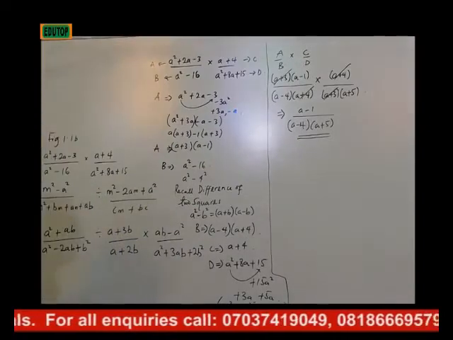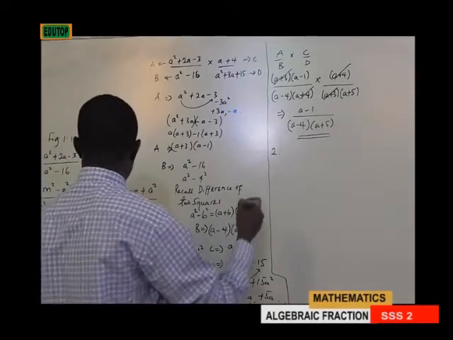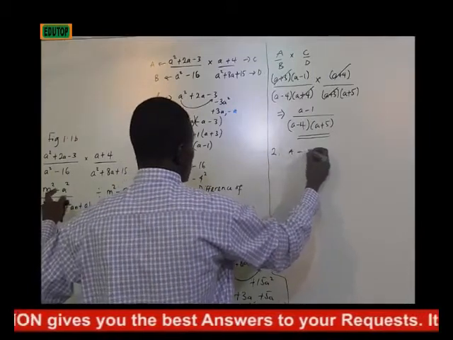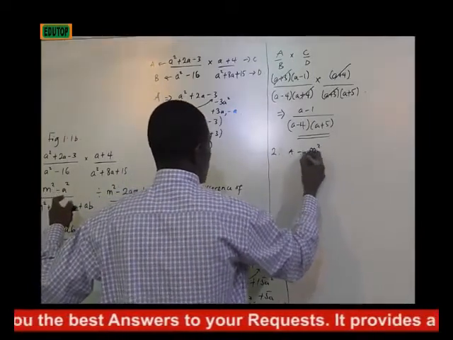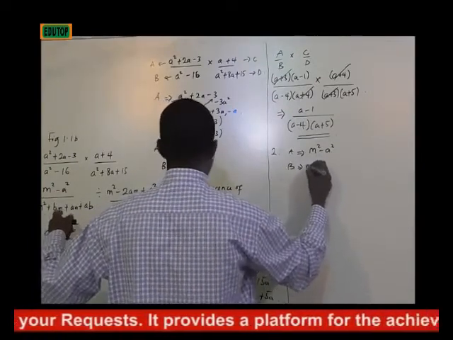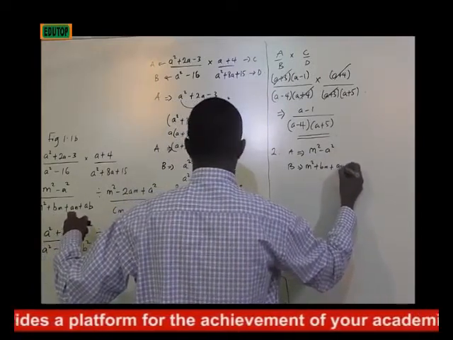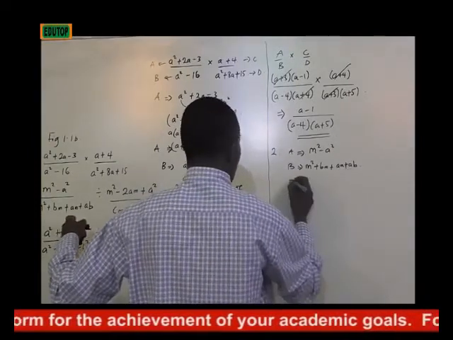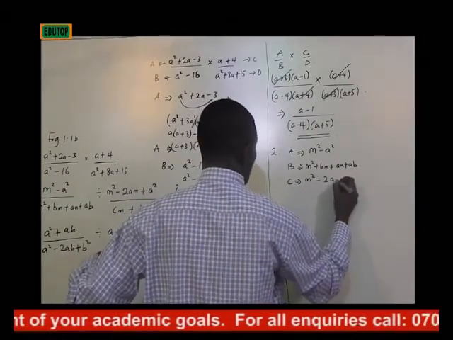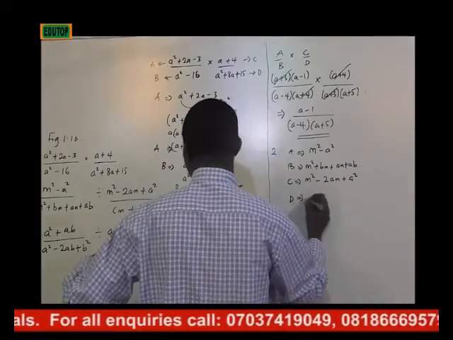Then the question 2, question 2, we have this. Let this be A. Let this be B. Then let this be C. And let this be D.